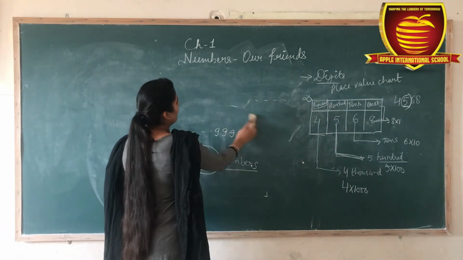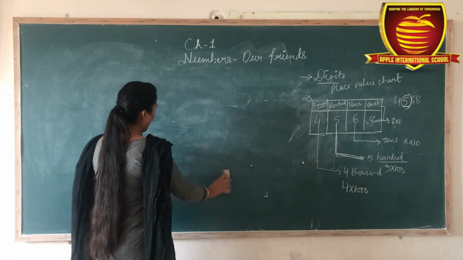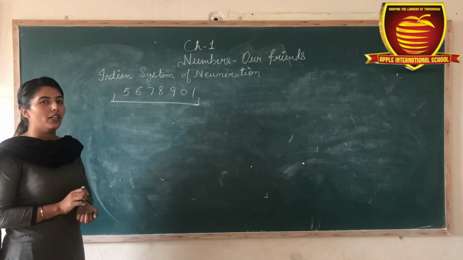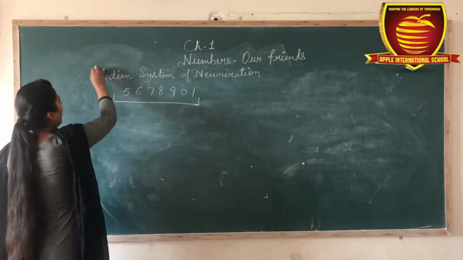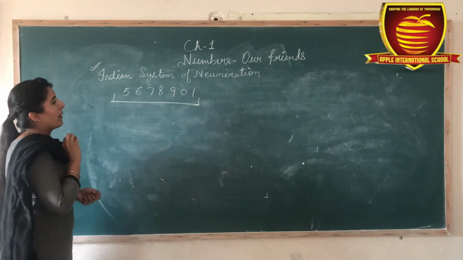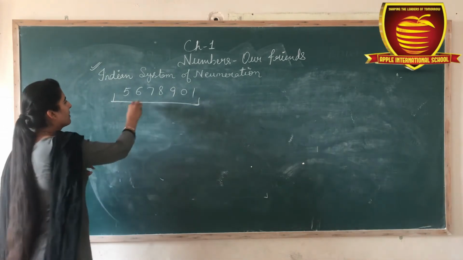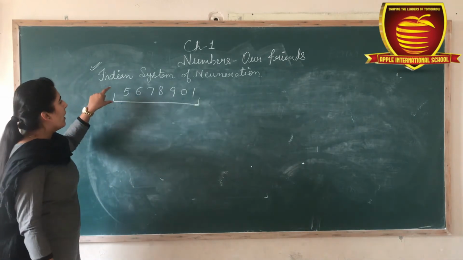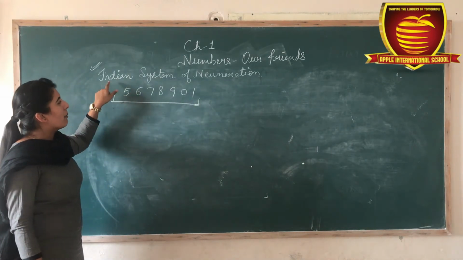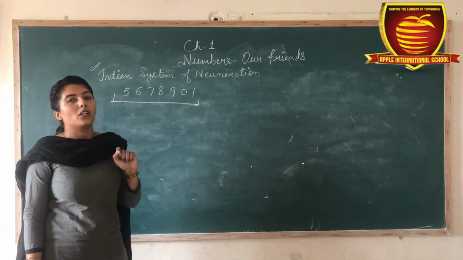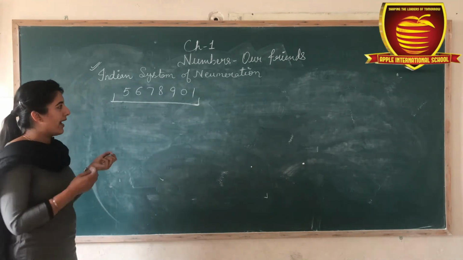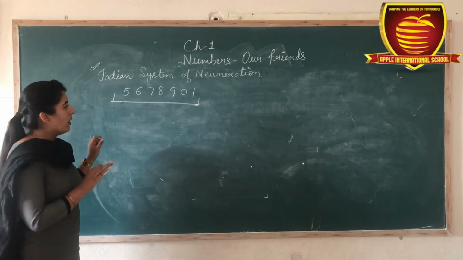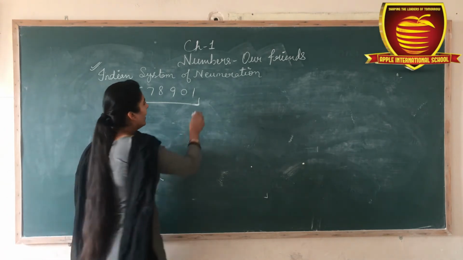Now after this, our next topic is the Indian system of numeration. For this topic, firstly I take this number 5678901. How can we write this number in the Indian system of numeration? Meaning where we have to put the commas and how we call this number. So we learn this by making a chart.